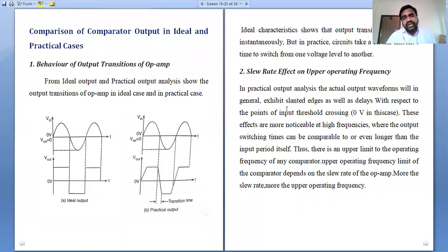So if we see the second comparison, that is slew rate. The effect of slew rate.